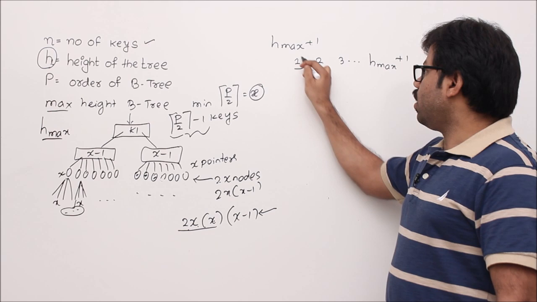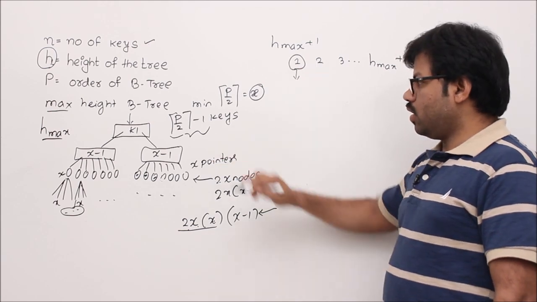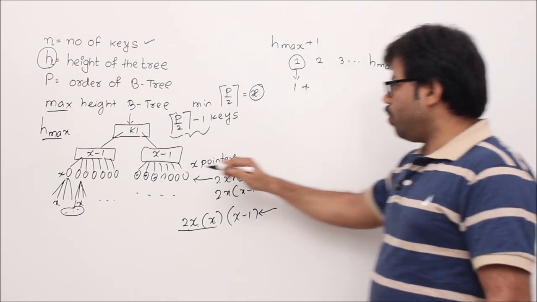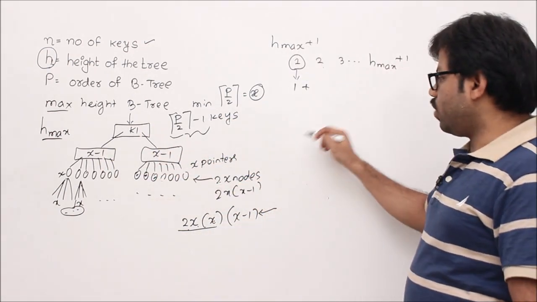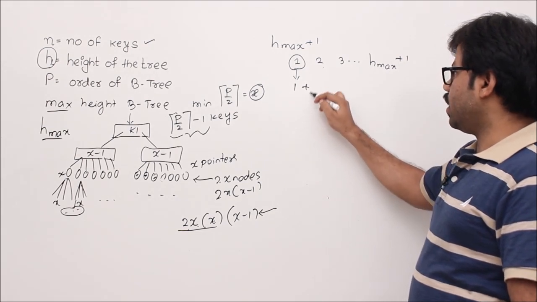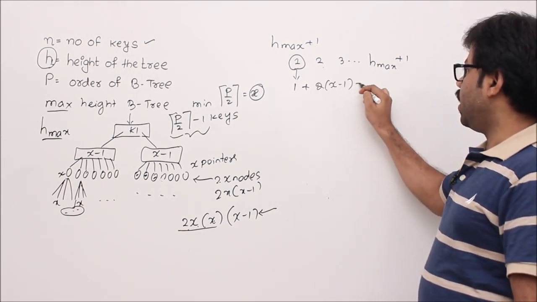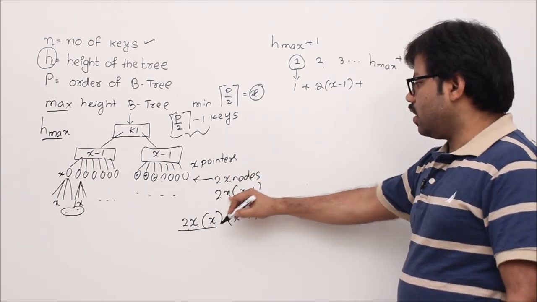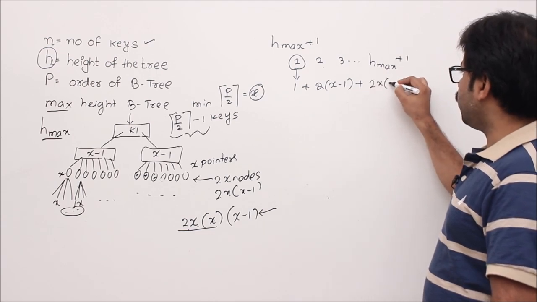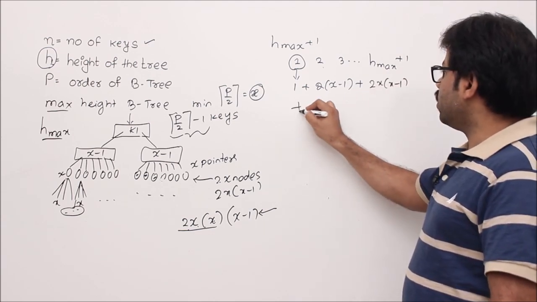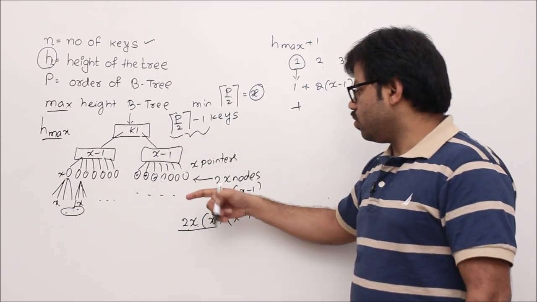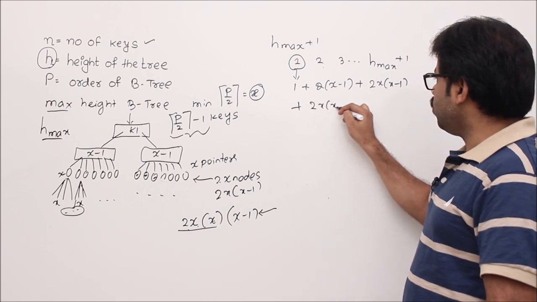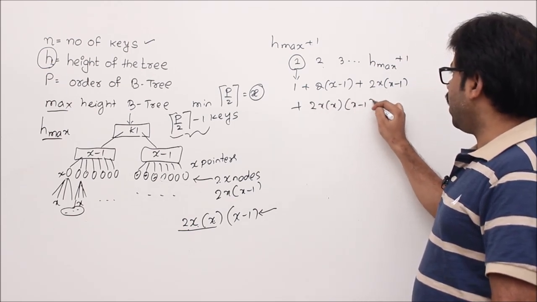In the level number 1, how many keys we have? I'm counting now. So 1 key. In the second level, how many keys we have? Just now we counted, that is x minus 1 plus x minus 1, that is 2 into x minus 1. Plus in the third level, how many keys we have? See here, it is 2x into x minus 1. Then what about the next level? Level 1, level 2, level 3, level 4. In the level 4 we have 2x into x minus 1. So slowly I am understanding.